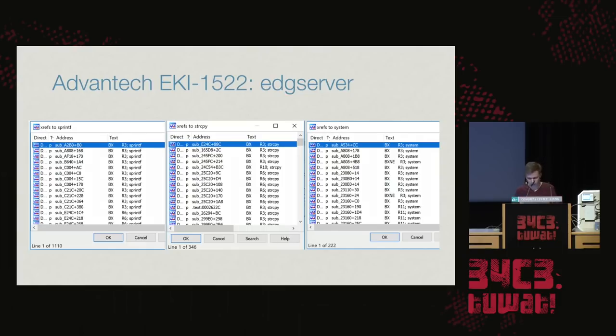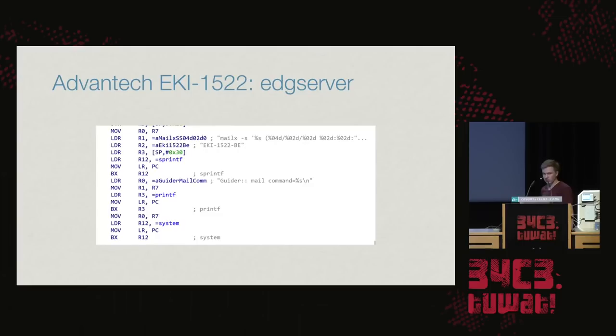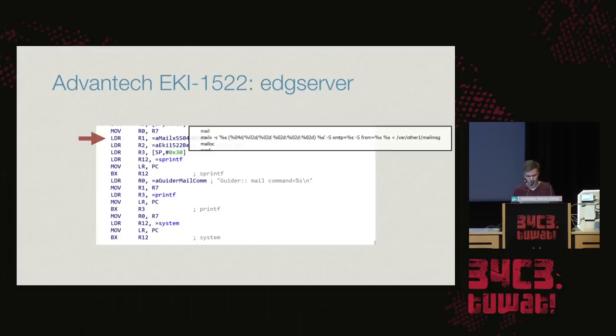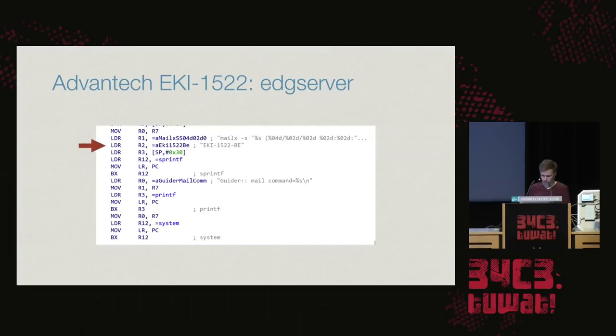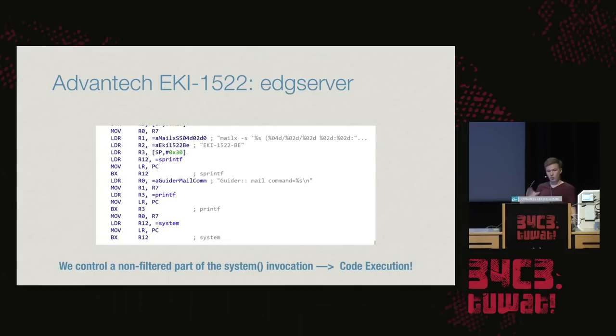And sure enough, during static analysis, I found that there's some code for sending an email as an alert, for example, when the system reboots. And the full command invocation is mail -s, blah, blah, blah. And we have control over some parts in this string because we can configure the to address in the UI. If we look at what's happening here, it basically just sets up this format string. Then it goes to include the subject, and then it gets some arguments from the stack, and basically calls into system. There's no filtering going on at all, so we have an unfiltered part of the system invocation, code execution. And this was before I had the device in my hand.